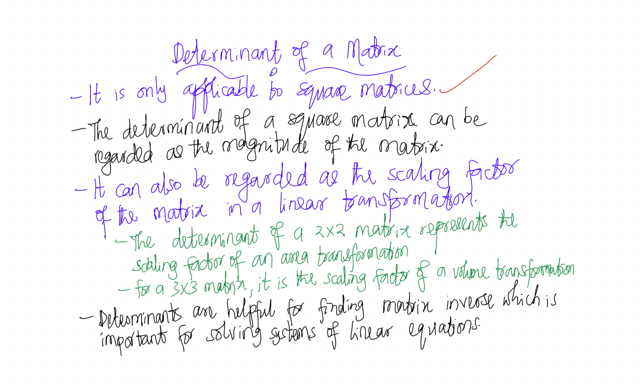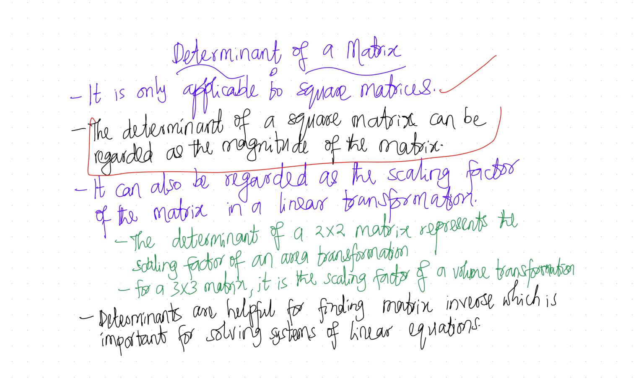And again, the determinant of a square matrix can be regarded as the magnitude of the matrix. When you talk about vectors and scalar quantities, a scalar quantity is only magnitude, but a vector quantity has magnitude and direction. If you remember, a row matrix or a column matrix can be referred to as a vector. So matrices generally can be seen as some kind of vector quantities. But if you want to find the scalar, the magnitude of that vector quantity called a matrix, that is what the determinant represents.